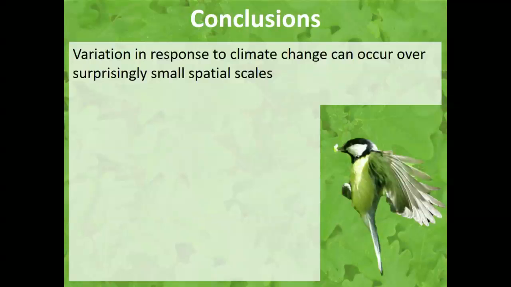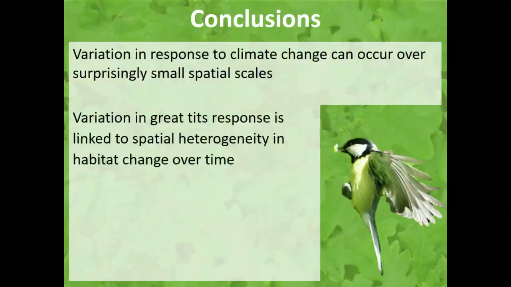So just to quickly sum up, we see variation in response to climate change between species and between populations, but we also see this between sites within the same population. So this variation can actually occur over a surprisingly small spatial scale. And we show that this variation in great tit response is linked to spatial heterogeneity and habitat change over time, which could be due to habitat quality limiting these birds' ability to keep track of changing climates.